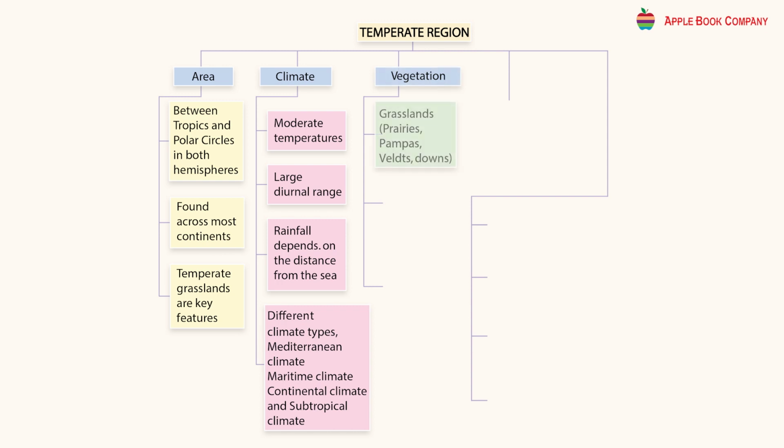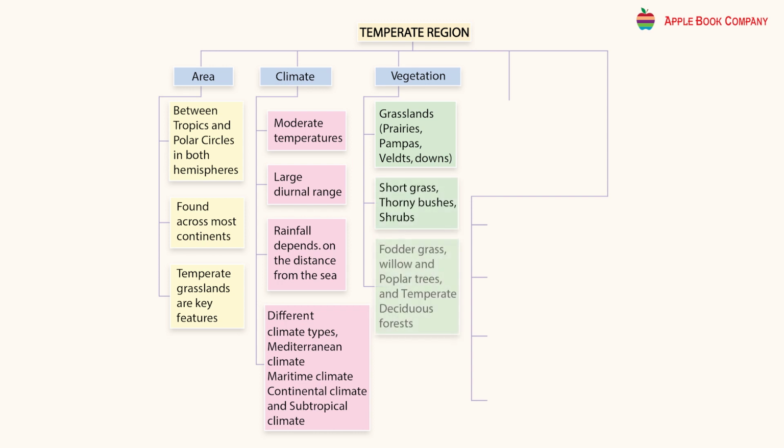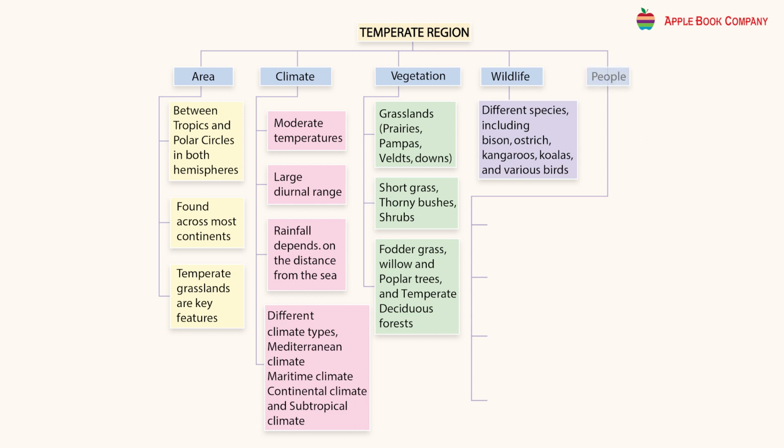Vegetation, grasslands, prairies, pampas, wells, downs. Short grass, thorny bushes, shrubs. Fodder grass, willow and poplar trees, and temperate deciduous forests. Wildlife, different species including bison, ostrich, kangaroos, koalas, and various birds. People, densely populated owing to favorable climate.